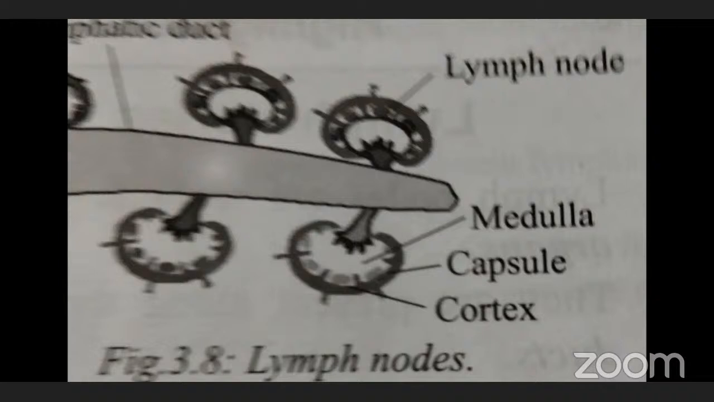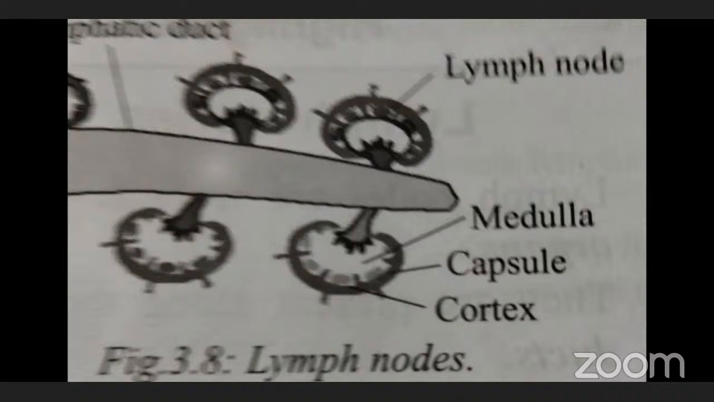Those cells group together and form nodes or primary follicles. I think this level is enough. I already told you this is a very deep topic. Up to this level is enough for you, because if I go deeper, surely you will get confused.